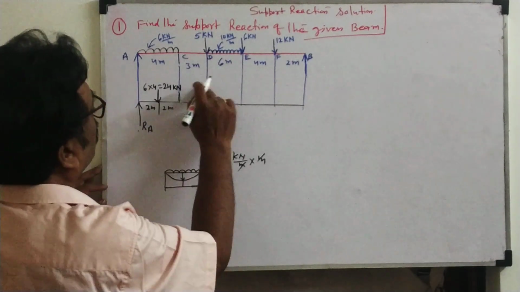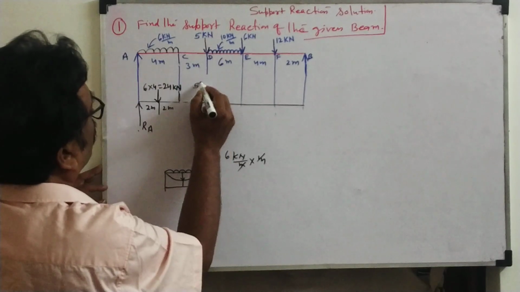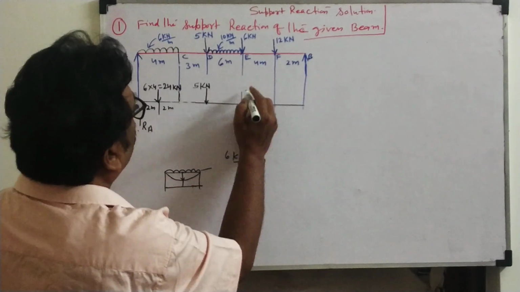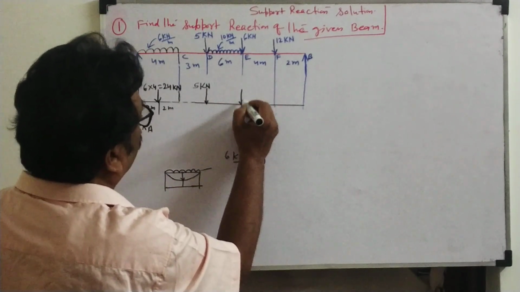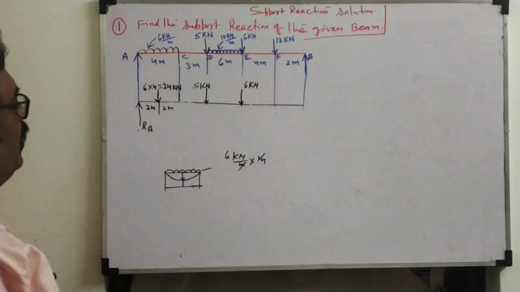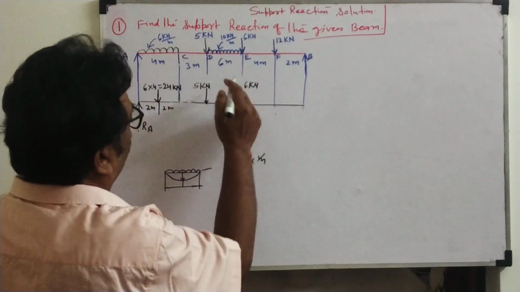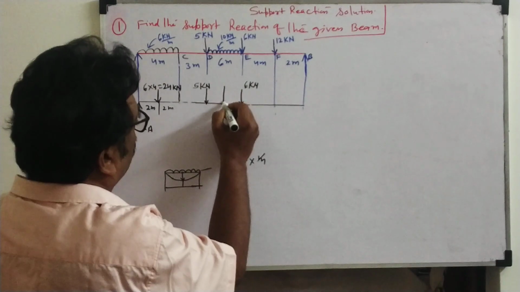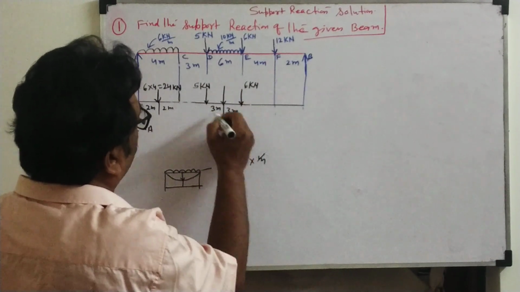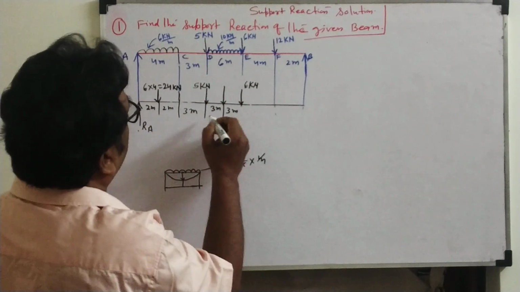Next, this point load is already there. How much? 5 kilonewton, as it is. Next, what is this load? 6 kilonewton, I wrote. Now in between, again a UDL is there. Its length is 10, so the middle point will be 5. So draw this: 3 meter is the middle point. Write the distances: 2 meter, 2 meter, 3 meter.